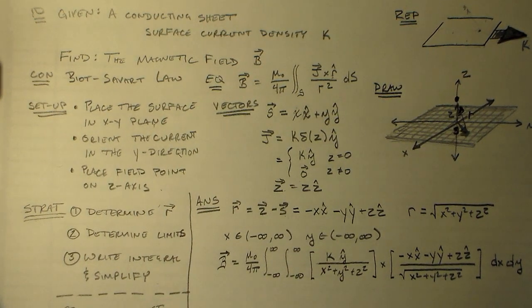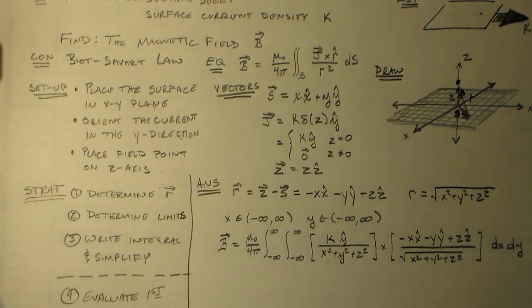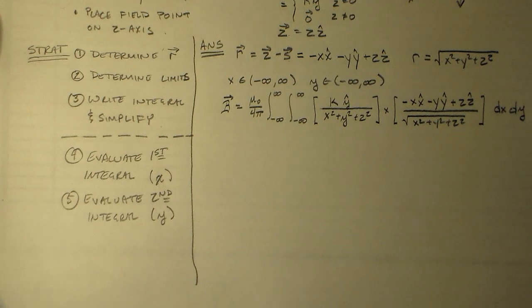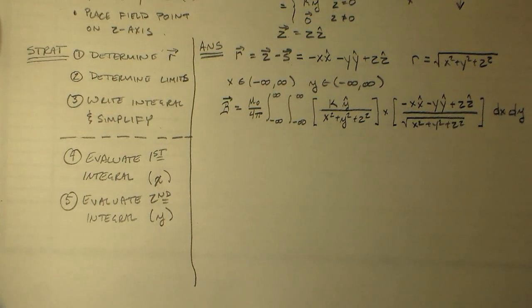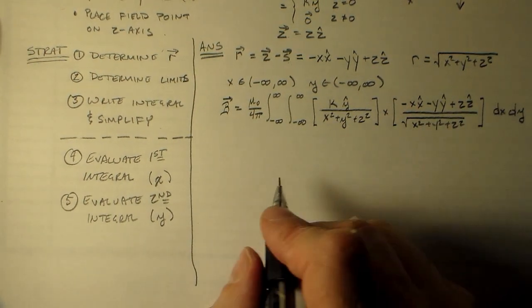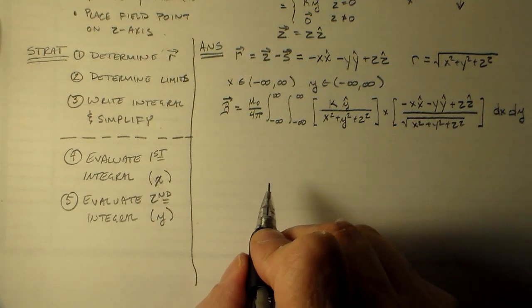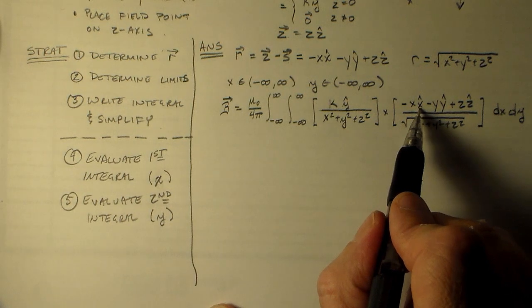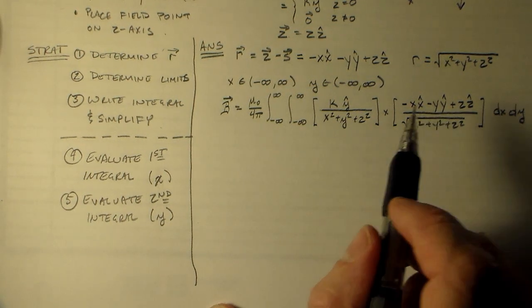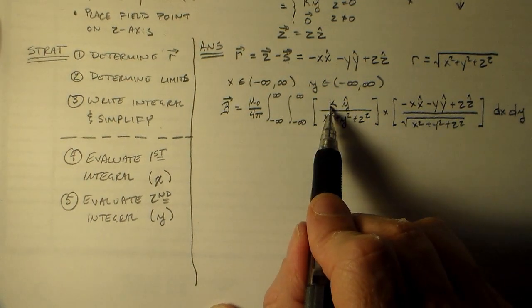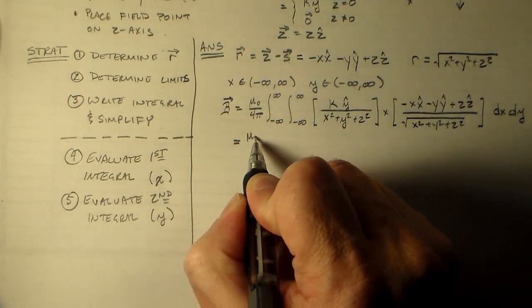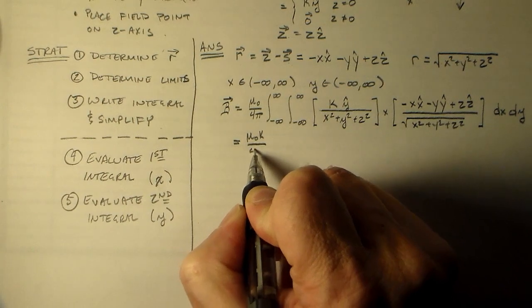Okay, so everything's looking pretty good. Now we have to simplify that, right? So let's get as much room as I possibly can and see what we can do. I guess the first thing to do is to go through and do the cross product. When we do the cross product, K is a constant, so it comes out. So we have equals mu naught K over 4 pi.